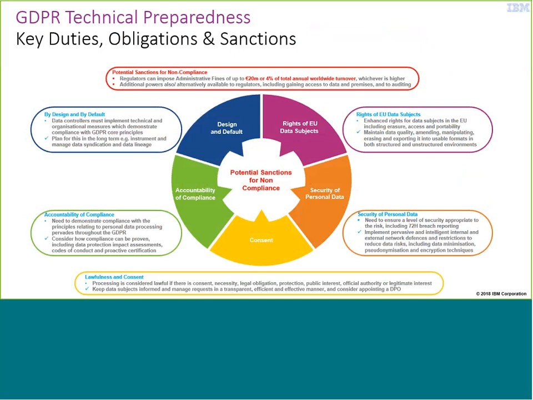Okay, not going to talk about all the 99 articles, but we have segregated those things in 5 fundamental pillars in terms of duties, obligations, and of course the sanctions. So while you can read it on the screen, I'll just explain the gist of it. The first one is the EU data subject rights.